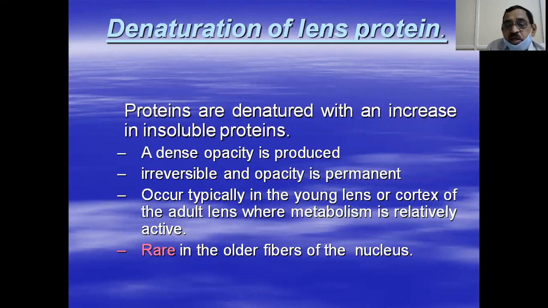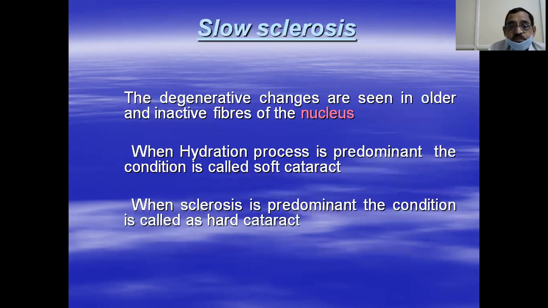And it occurs typically in young lens or cortex of the adult lens where metabolism is relatively active. Rare in the nucleus. So slow sclerosis, the sclerotic changes are seen in older and inactive fibers of the nucleus. When hydration process in the lens is predominant, it is known as soft cataract. When sclerosis is predominant, it is mostly known as hard cataract. So we definitely ask you in the examination the differences between the soft cataract and hard cataract, and we'll have to mention. We'll come to that later.